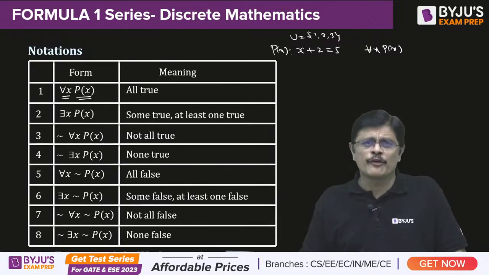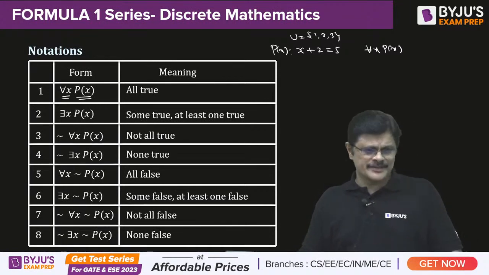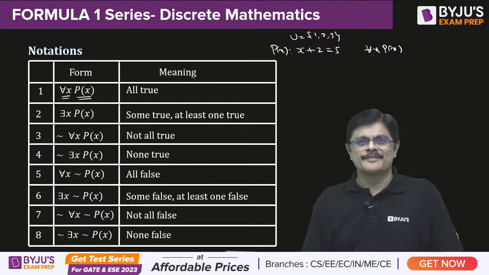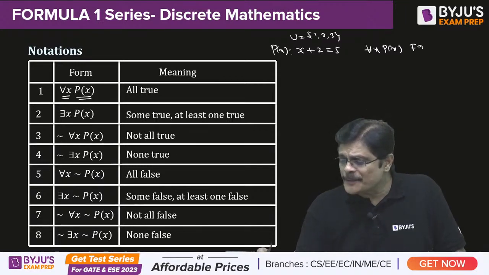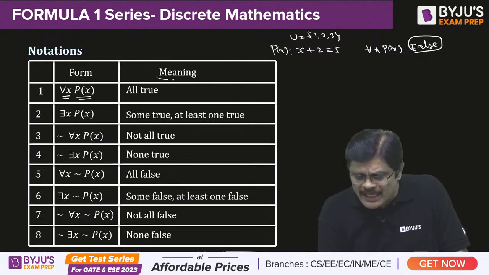Whether it is true or false. This sentence is true or false. For all x, P(x) is true or false. False. See, this is the truth value. But here we are not talking about truth value, sir. We are just talking about meaning.